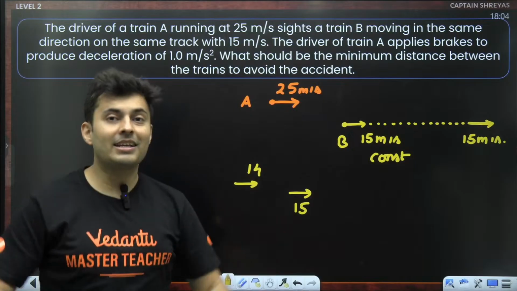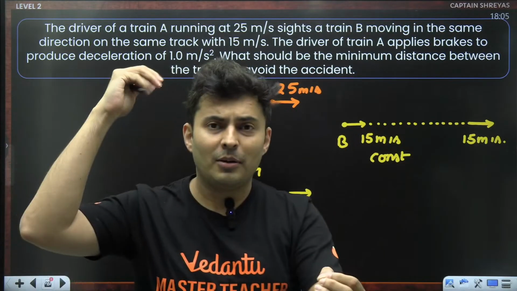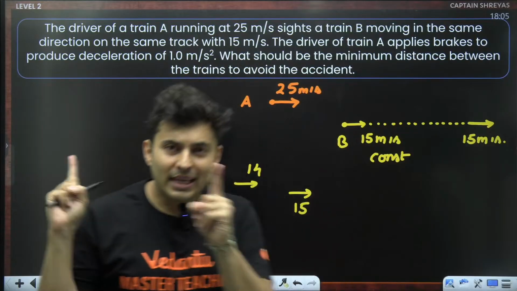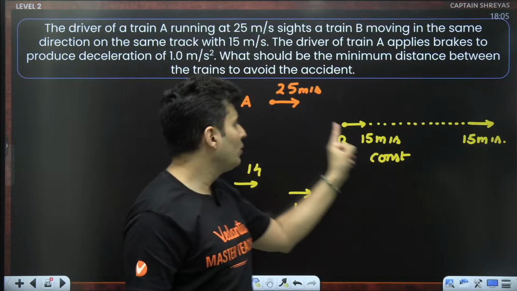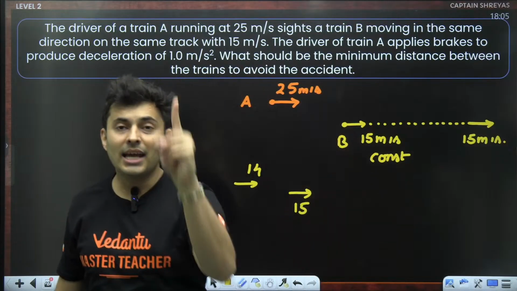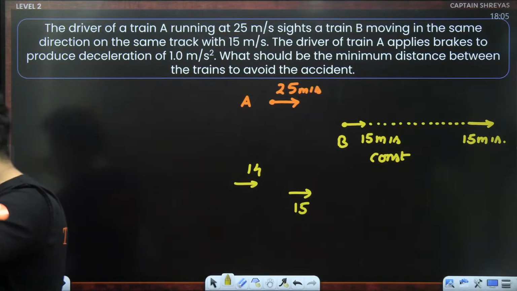In the limiting case, in that critical case, in that very edge scenario, if I'm even able to maintain the same speed, can I still avoid the collision? Yes or no? Think about it and tell me.